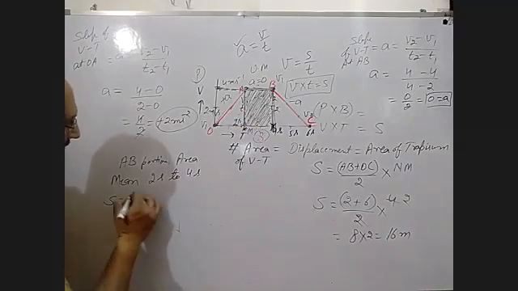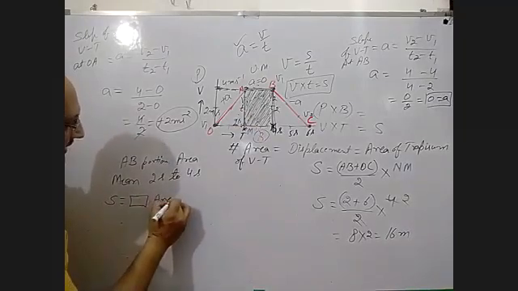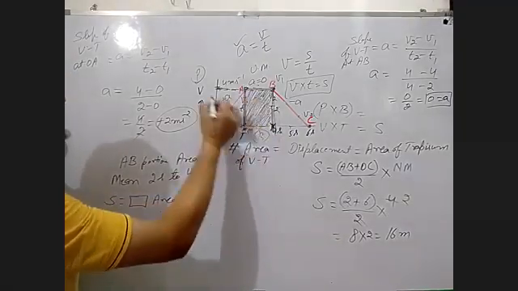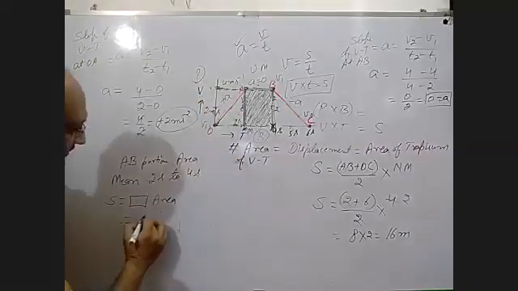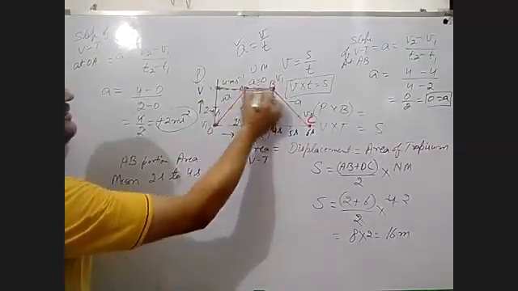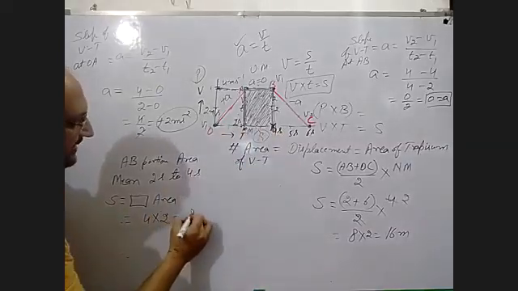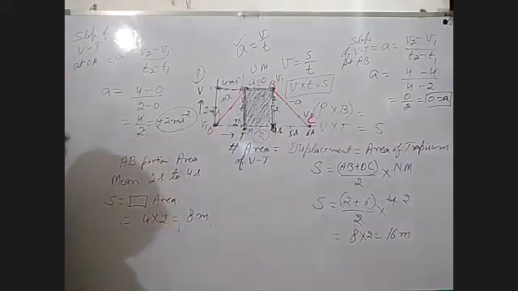Now, the area of the rectangle. What is this value? This value is 4. And what is this value? This value is 4 seconds minus 2 seconds, which is 2. In this way, you get 8 meters.